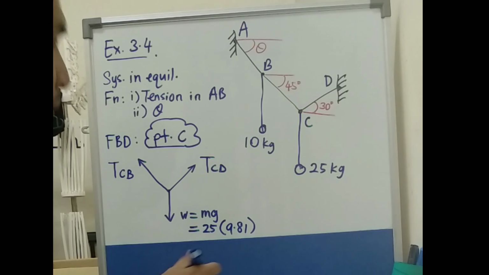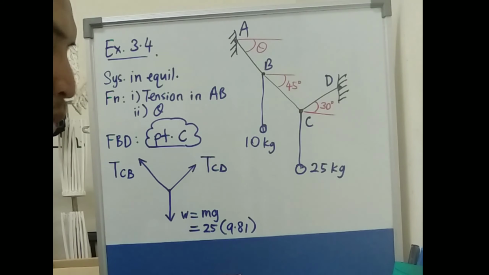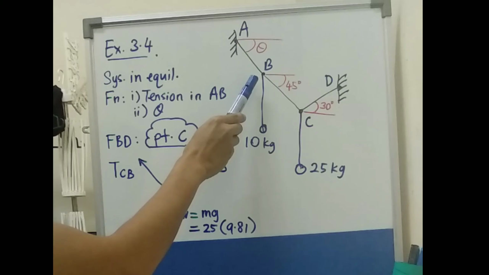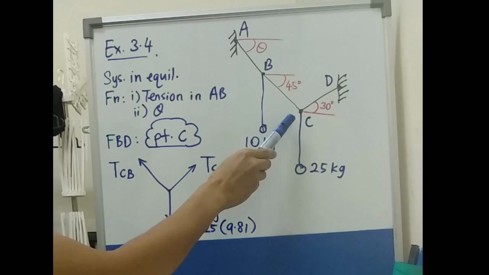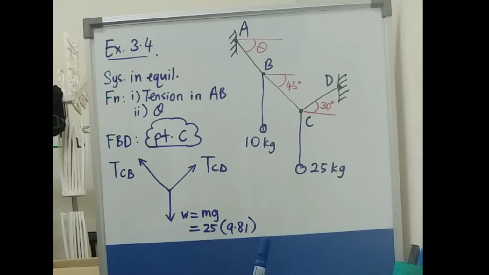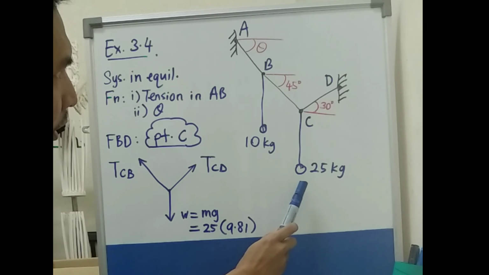Okay, today I'm going to go through one example, exercise 3.4 in the book, where we have a problem on equilibrium for the 2D case. In this problem, you are given a cable system: cable AB connected to cable BC and cable CD, and then we have two masses, 10 kilogram attached at point B, and the second mass, 25 kilogram, hanging from point C.